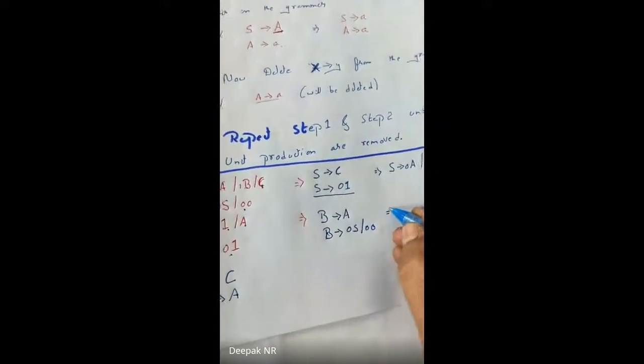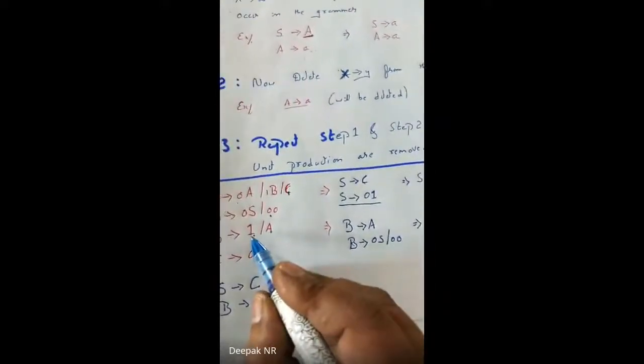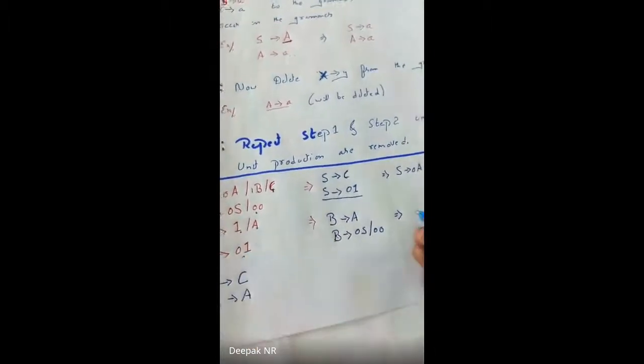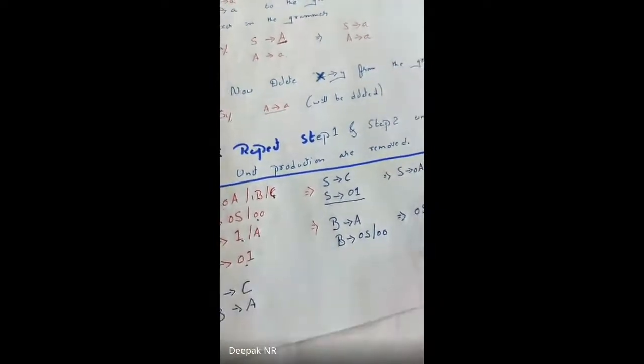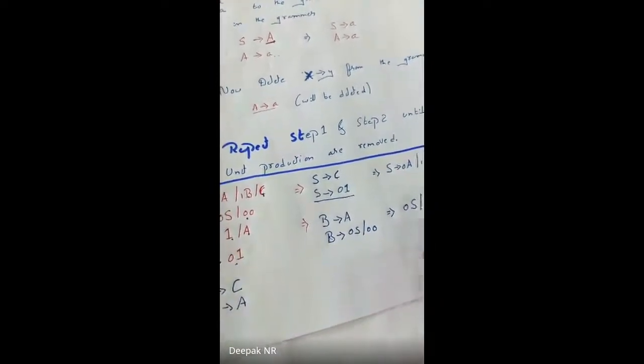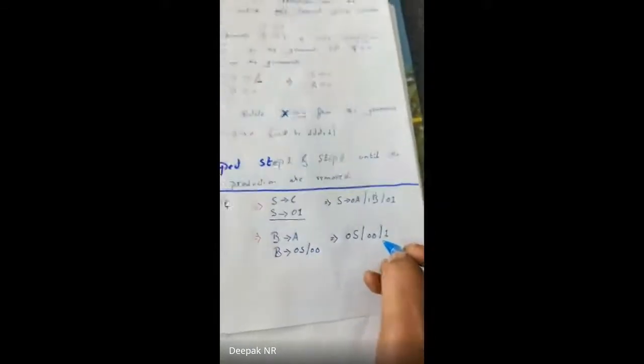So let me write an output of proper B. Earlier, if you observe, the 1 remained same. So I write as 0s slash 00, and the previous one I write it as 1. Either you write it first or you write it last, both mean are same. Is that clear, guys? If you observe it, this is in a proper format. Is that clear?